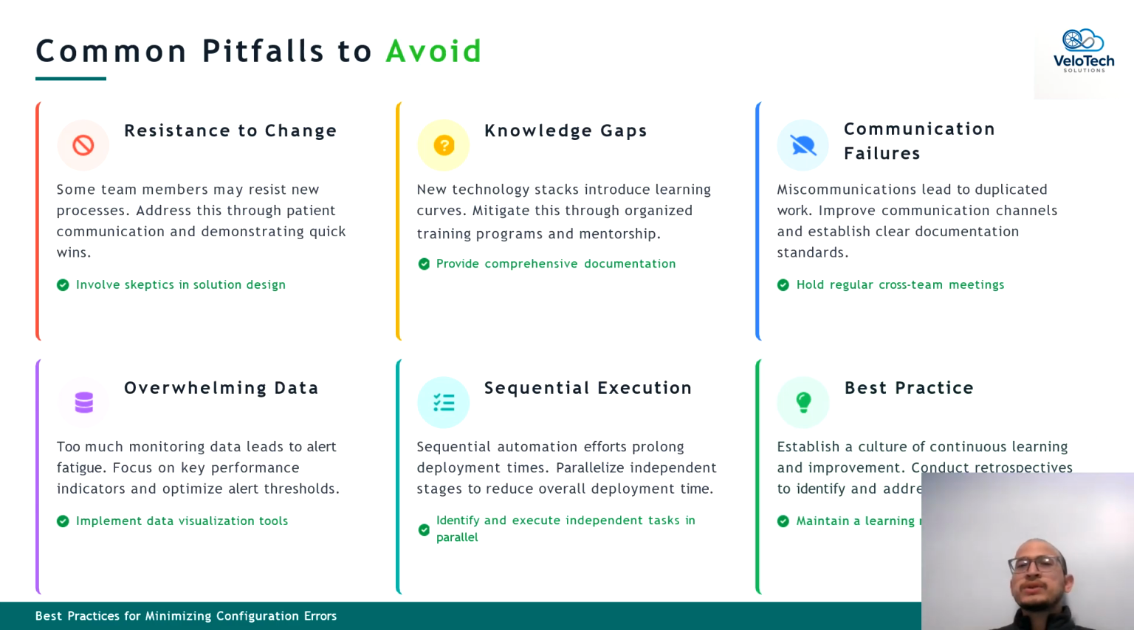Sequential execution was slowing them down even after automation. They realized that they were automating sequential processes when they could parallelize independent stages. They identified which tasks could run in parallel and restructured their pipeline accordingly. This insight alone cut deployment time significantly.